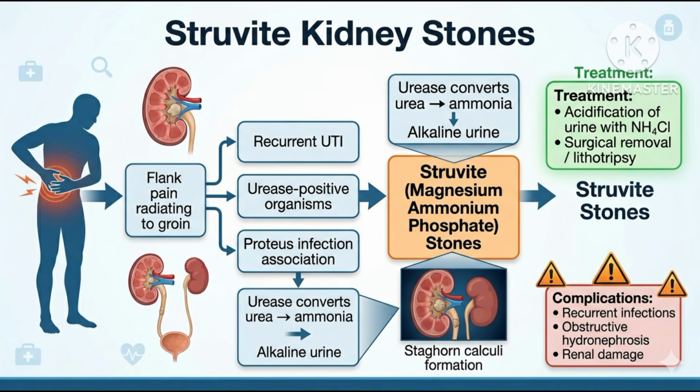If you see a patient with flank pain radiating to groin with recurrent UTI by urease positive organism, you should suspect struvite type kidney stones. Urease positive organisms convert urea into ammonia, which increases the pH of urine. Alkaline urine favors the formation of magnesium ammonium phosphate stones, also known as struvite kidney stones. They form staghorn calculi. Treatment involves acidification of urine with ammonium chloride, surgical removal if there is a large stone.